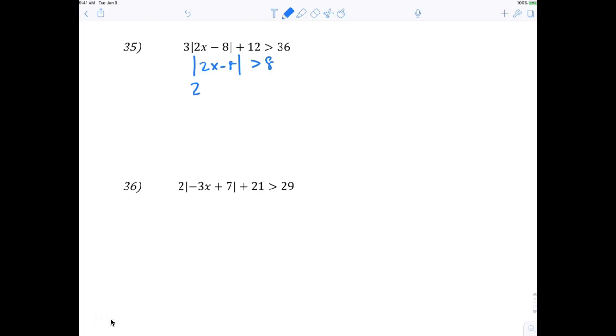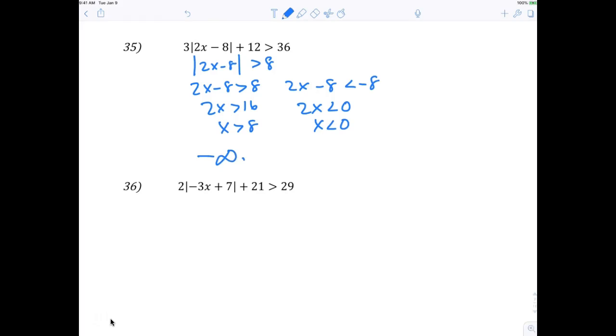All right, now we're going to write 2x minus 8 is greater than 8. 2x minus 8 is less than negative 8. Everybody good? Same direction or opposite direction? Opposite. Opposite. So feel pretty good about that.